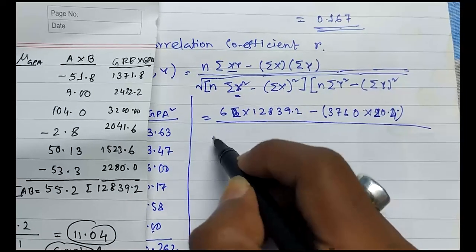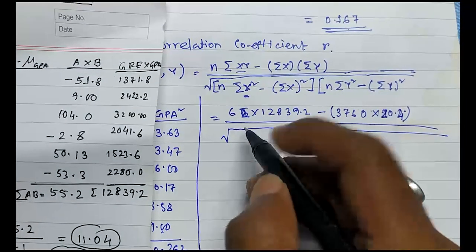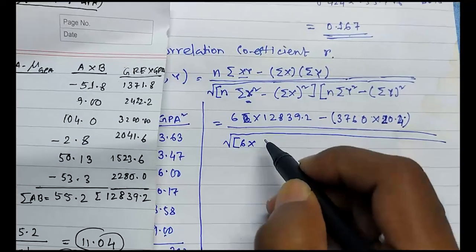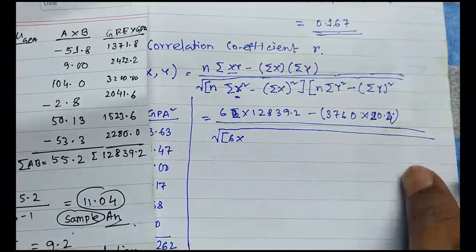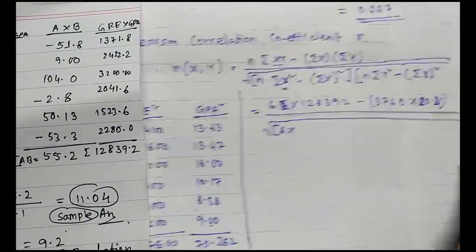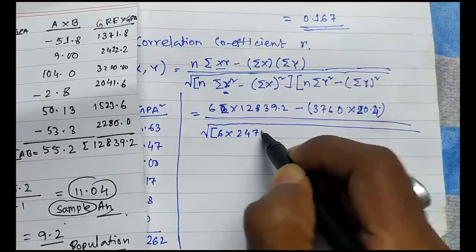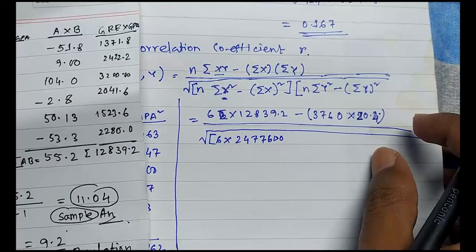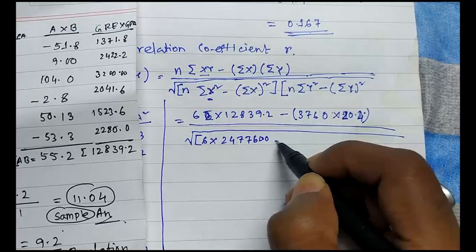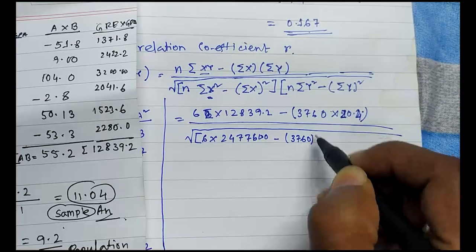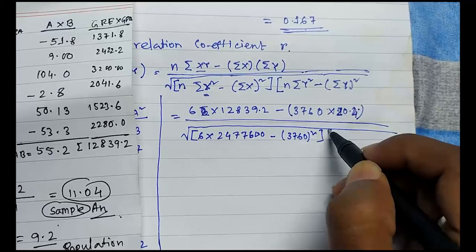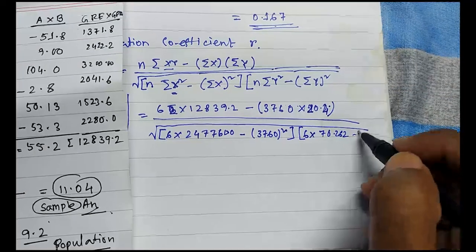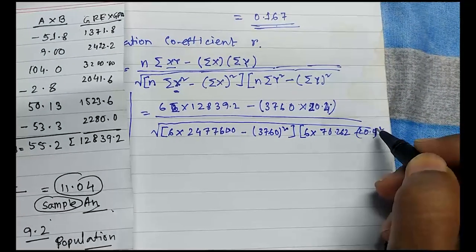the square root of n, which is 6, into summation of x square, which I have already found out, 2477600, minus 3760 whole square. Similarly for y also I will put in the values: 6 into 70.262 minus 20.4 square.